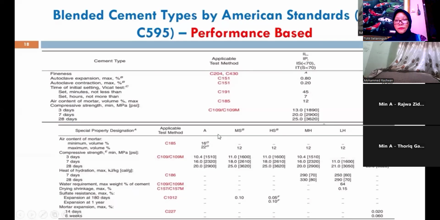Also for special properties like air-entrained admixtures, like MS, mainly moderate sulfate resistant, and HS, high sulfate resistant, and so on. We should check all these parameters to specify whether this type of cement satisfies the requirements or not.